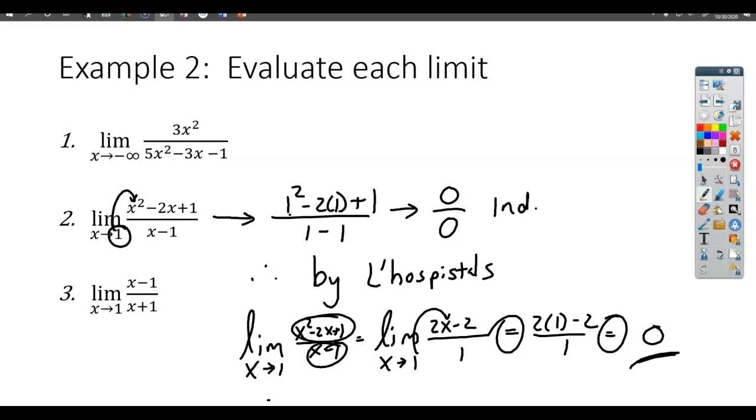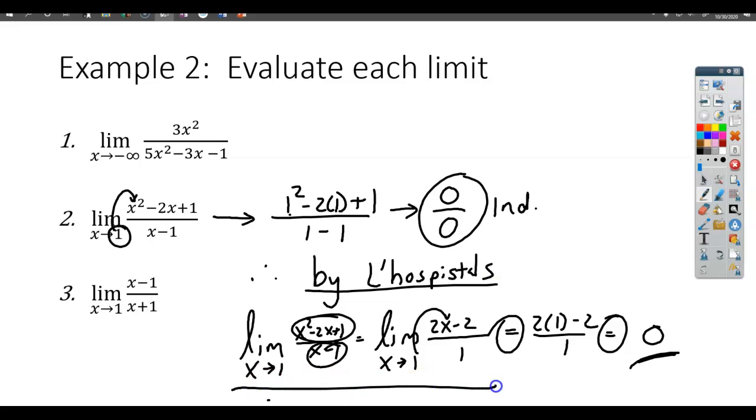All right? So there it is. Do your direct substitution. If you get an indeterminate form, by L'Hopital's rule, write out the L'Hopital statement, and then do direct substitution. Let's do one more.